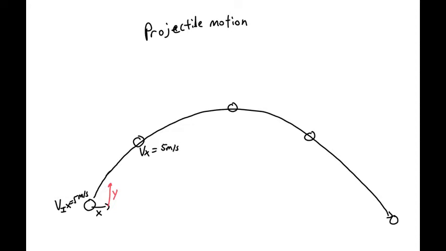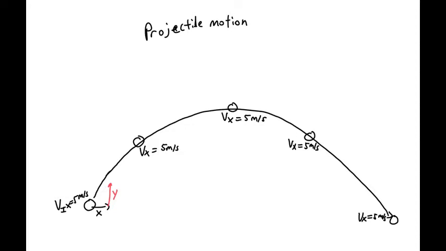Well, what about at the very top? Velocity in the x direction is 5 meters per second. What about over here? Do you see a pattern developing? 5 meters per second. What about right before it hits the ground? 5 meters per second.